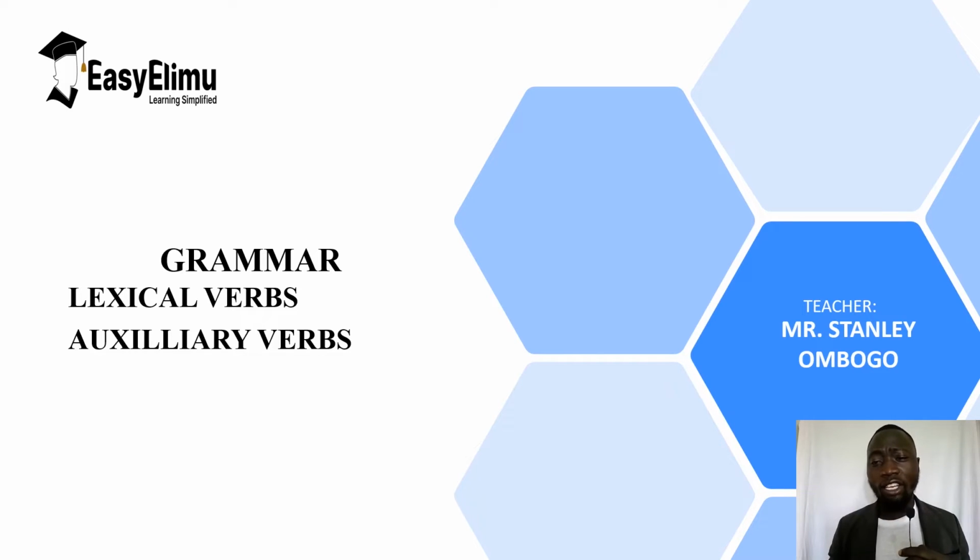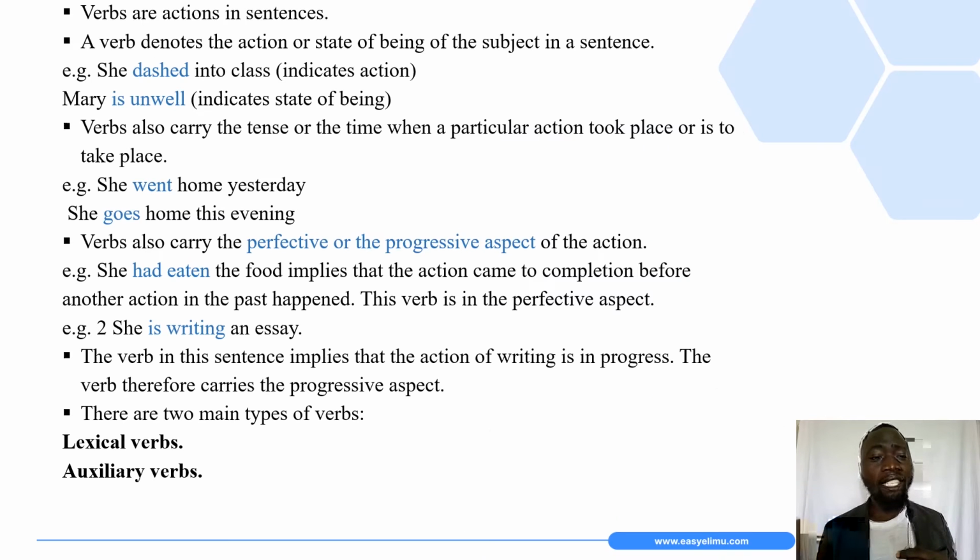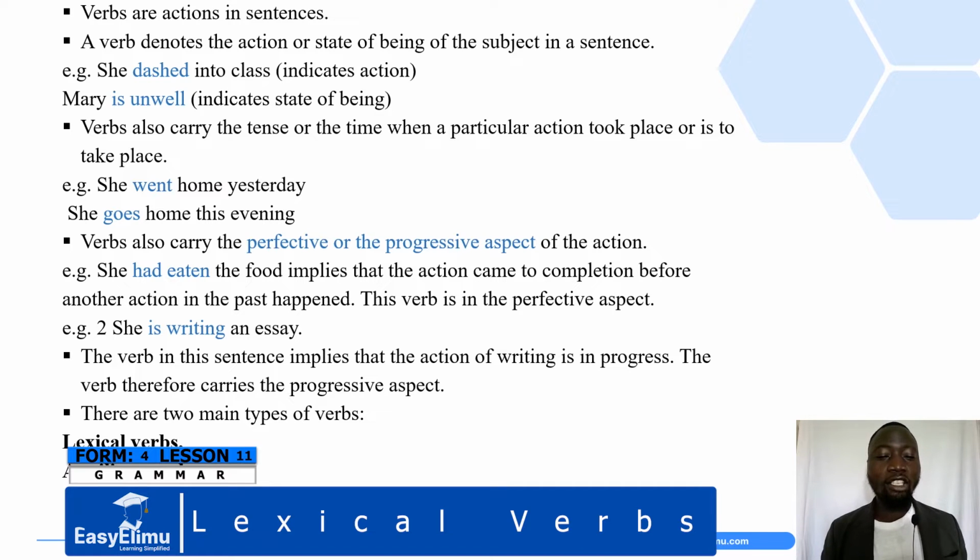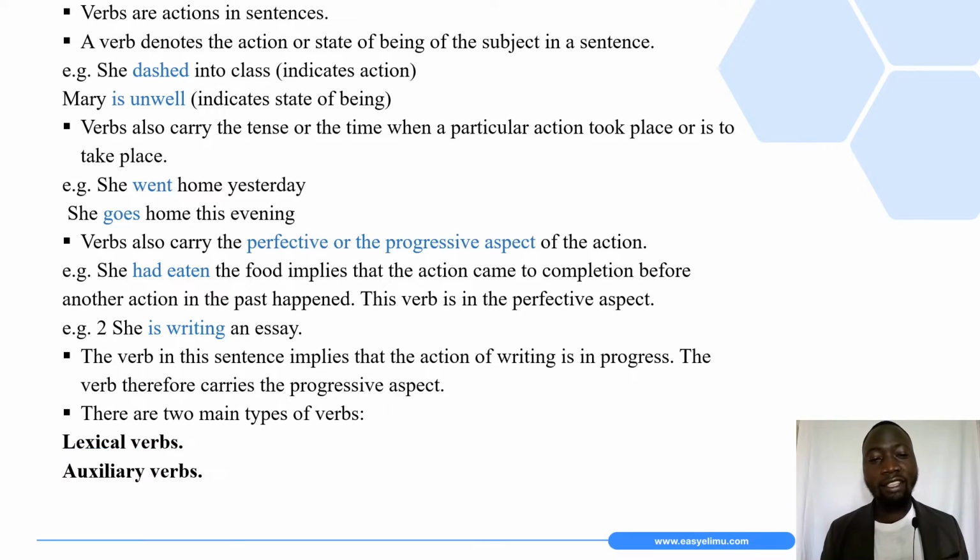So by the end of this session, dear students, you should be able to differentiate between lexical verbs and auxiliary verbs. Then apart from differentiating the two types of verbs, you should know how to use these verbs in sentences. So to begin with, dear students, let us just remind ourselves about some basic things about verbs.